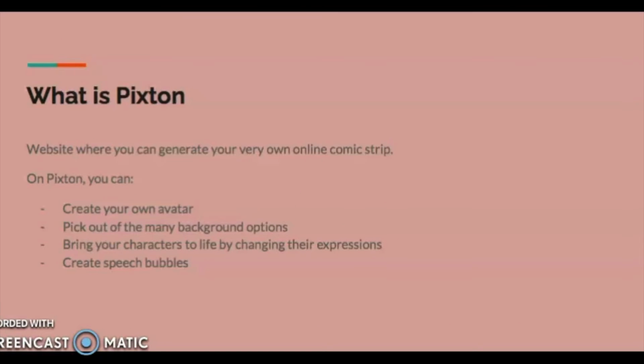So some things that you can do on the Pixton website is create your very own avatar, so you can make a little figure that looks like you. You can pick out your favorite background that you want. They have tons of different options. You can do an animal at a farm, in the ocean, at the zoo, in the forest. There's really so many options to pick from. And then you're going to be able to bring your characters to life by changing their facial expressions, being able to change their outfits, and by creating speech bubbles so that they're having a conversation.